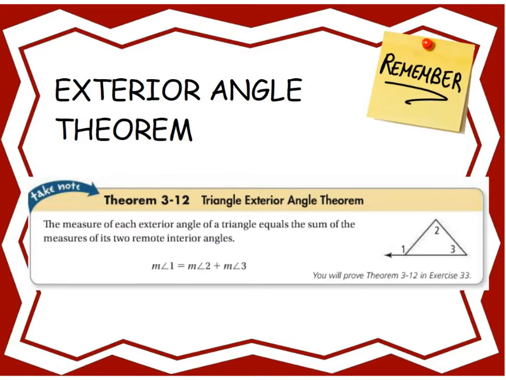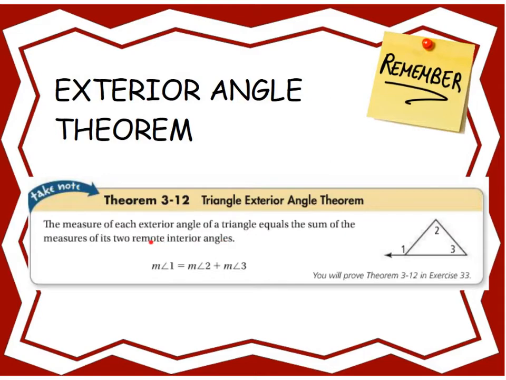Okay, the next theorem I have is the Exterior Angle Theorem. This one says that if you have a triangle, and then you extend one of the sides, and that's what we have going here, this triangle, and then this leg of the triangle gets extended, well, it creates what we call an exterior angle. Angle 1 here is an exterior angle. And what happens is that the measure of the exterior angle equals the sum of the measures of the two remote interior angles.